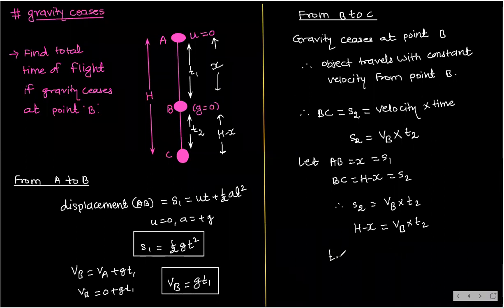So now T2 is equal to what here? H minus X by VB, and therefore H minus X by VB is what now? G into T1. Understand? Here you can take this also as T1 only. S1 is equal to half G T1 square, because in the diagram we have denoted it with T1. Right? We got T2 also.